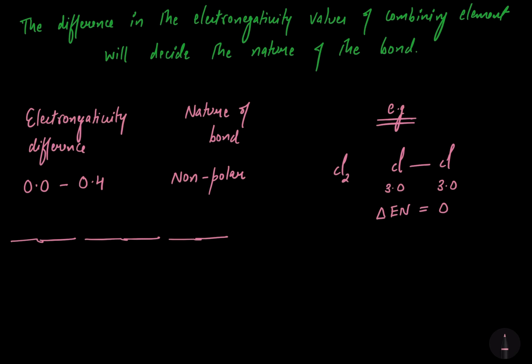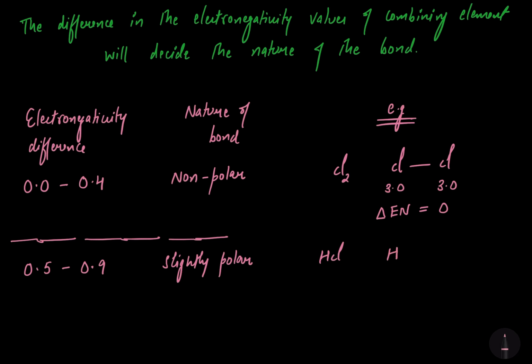If electronegativity difference is in the range of 0.5 to 0.9, then that bond will be slightly polar. Slightly polar. For this, I am taking the example of hydrogen chloride, HCl.